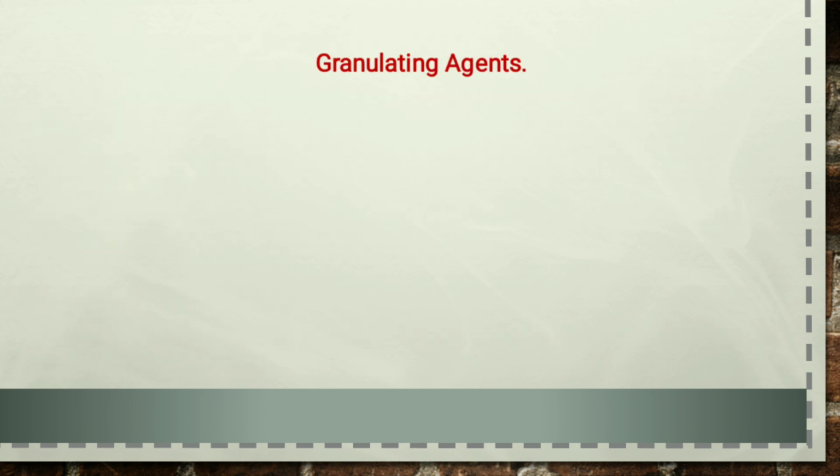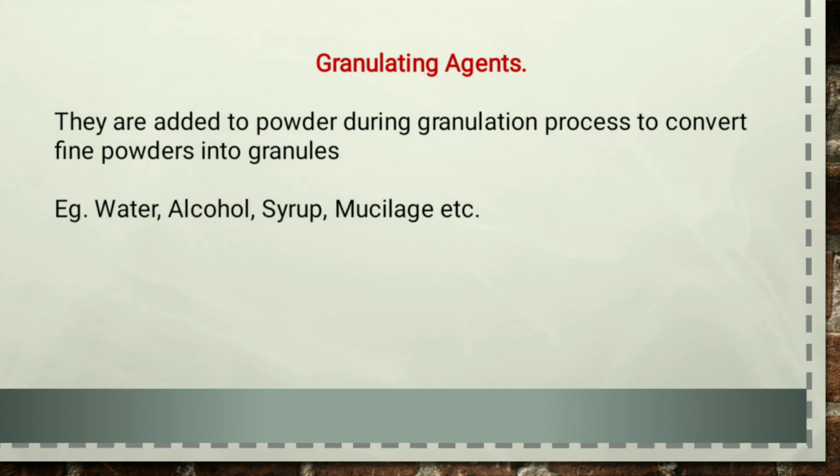Then the next agents included are granulating agents. Granulating agents are the substances which are added to powder during the granulation process to convert fine powder into granules. The quantity of granulating agent is of great importance. Less quantity may lead to poor adhesion, soft tablets and capping, whereas excessive quantity may lead to hard tablets with greater disintegration time. Water, alcohol, syrups, mucilage, liquid glucose, etc. are examples of granulating agents.